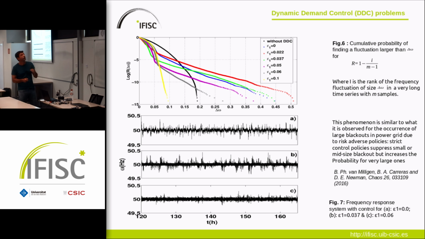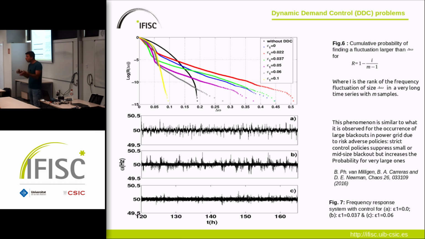When you put control, the yellow line is the case without recovery of pending tasks. If you do not recover pending tasks, the probability of getting a fluctuation larger than some value decreases a lot. Actually, the yellow line is very good, but you are accumulating too many pending tasks. Then when you put the recovery, you get these lines here. This depends on the value of the threshold epsilon 1. So if epsilon 1 is too large, you reduce the small or medium-sized frequency fluctuations, but you get larger fluctuations that you hadn't before. Before you didn't have these large fluctuations, and now you have them, because the probability distribution gets exponential tails.